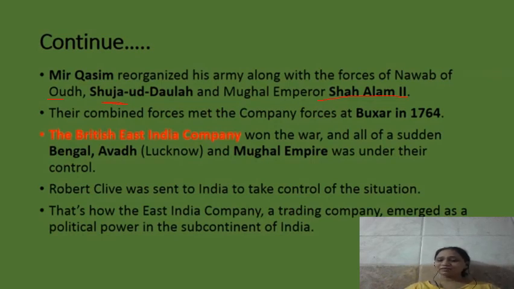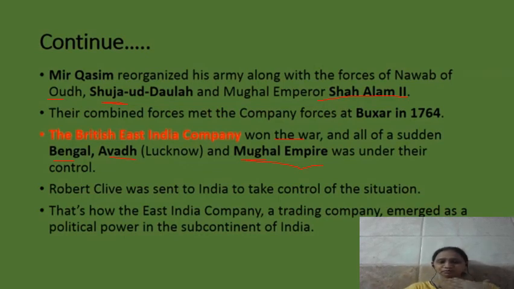और वापस से अपनी आर्मी को रीऑर्गेनाइज करते हुए इन दोनों के साथ they again go for the battle in 1764 at Buxar, but the British East India Company won the war. लेकिन ब्रिटिश ईस्ट इंडिया कंपनी इस वॉर में जीत जाती है ऑल ऑफ सडन. और क्योंकि वो जीत जाते हैं तो उसके पास बंगाल तो होता ही है, उसके साथ साथ क्या आ जाता है? Bengal, Oudh, and even Delhi, because Shah Alam II was also defeated. And these three main regions get under the control of the British East India Company.